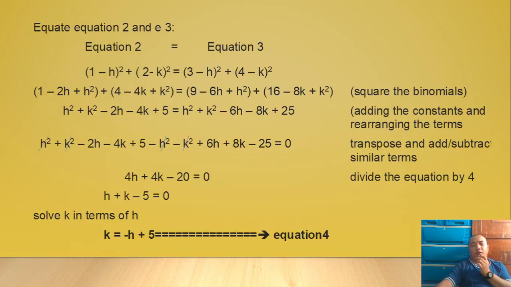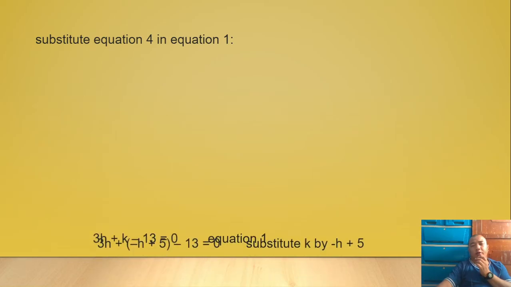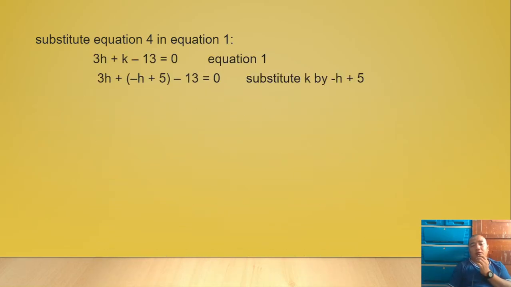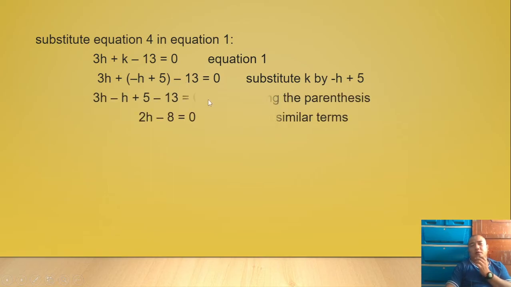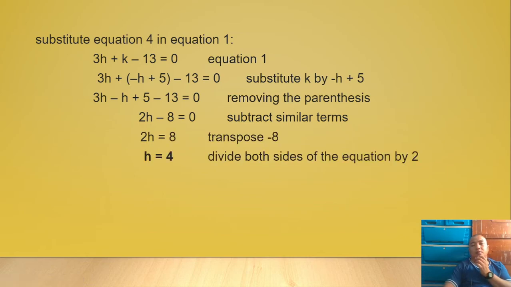And after that, we can now substitute equation 4 in equation 1. So equation 1 is 3h plus k minus 13 equals 0. That is actually the line, diba, that contains the center. And equation 4 is negative h plus 5 for k. So substitute k by negative h plus 5. So 3h minus h plus 5 minus 13 equals 0. 3h minus h is 2h. 5 minus 13 is negative 8 equals 0. So what's next? Transpose negative 8 becomes positive 8. Divide both sides by 2. That means h is equal to 4.